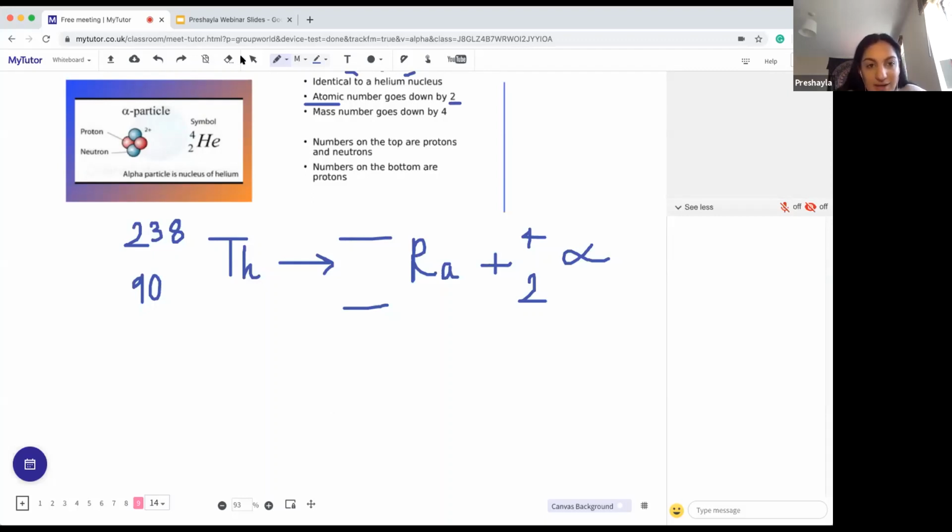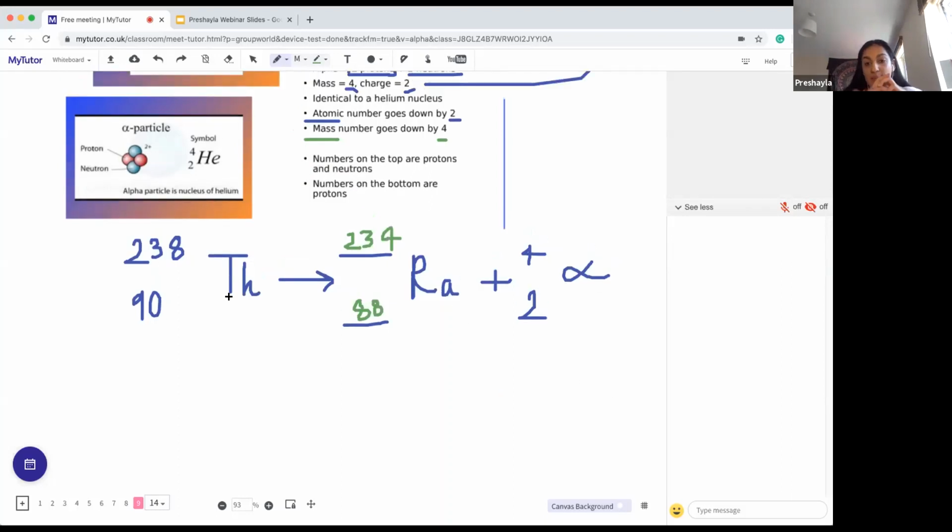Okay, so the new mass number is 234, because our element loses, mass number goes down by 4. It loses 2 protons and 2 neutrons. Our proton number is 88 because it loses 2 protons. Okay, it goes from 90 to 88. It loses 2 protons in the form of alpha, of helium. So because thorium loses this alpha particle, this helium particle, it gets turned into a new element. So now thorium changes into radium plus alpha.